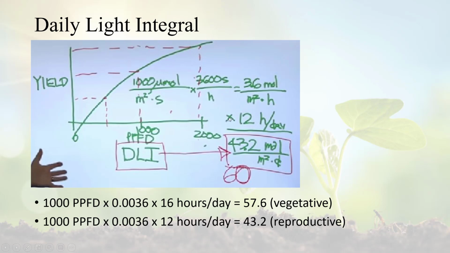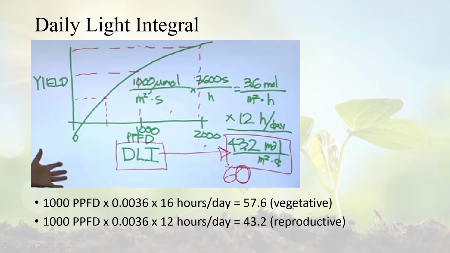So how you would calculate this is, under the vegetative period, right? So that's when we're just growing it, not expecting them to produce flowers yet. You want to grow them at least 16 hours a day. If you're growing it at this high PPFD, you would take your 1,000 PPFD times 0.0036, and then times the amount of hours a day that you're growing them, and you'll get your value of 57.6, which is very, very high value for a daily light integral. It's a lot of light that our plants are taking in, but again, certain plants can handle that.